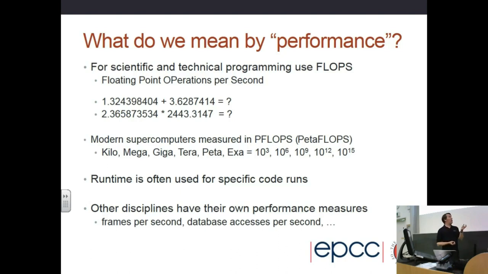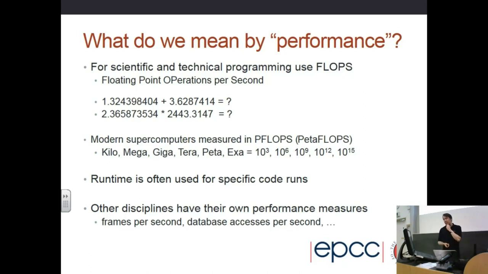Adding two numbers, and a modern processor can at least issue the instruction for these in a single cycle. It can say, multiply these two 64-bit floating point numbers together, please. That's a single operation, or adding them is a single operation. Division and square roots and things are a bit harder, but we'll forget about them. And so a floating point operation is one addition or one multiplication per second. Modern supercomputers are measured in kilo, mega, giga, tera. The computing performance of modern supercomputers like Archer is measured in the petaflops. That's 10 to the 12.